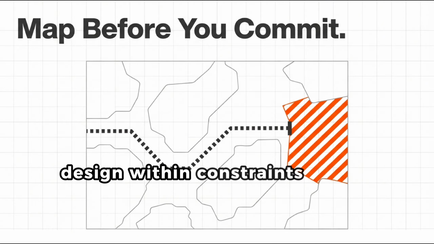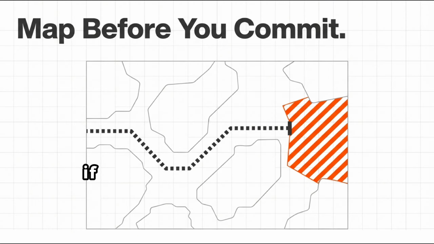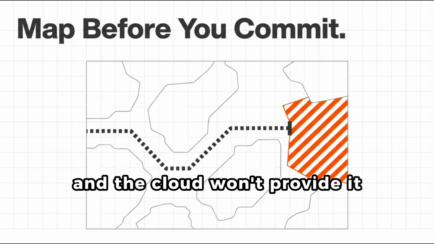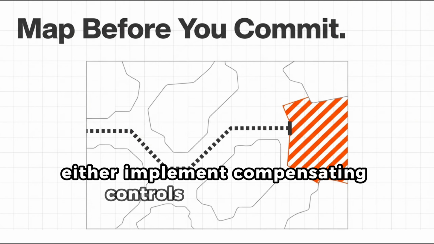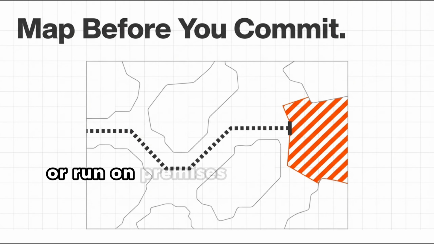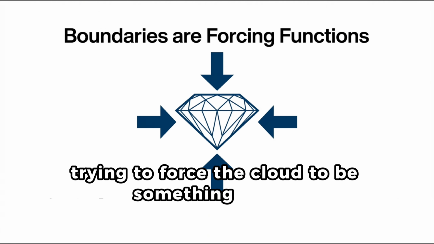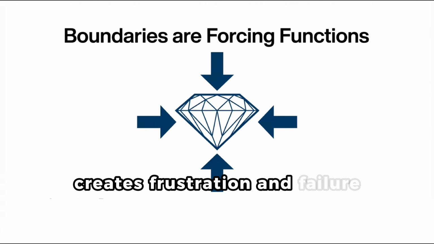Design within constraints rather than fighting them. If you need hypervisor-level visibility and the cloud won't provide it, either implement compensating controls at the OS level or run on premises where you have that access. Trying to force the cloud to be something it isn't creates frustration and failure.